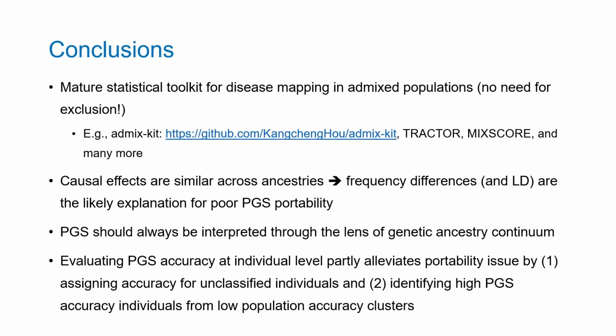Hopefully I convinced you that causal effects are similar across ancestries. So to a first approximation, we believe that differences in frequencies are really the culprit for why polygenic risk scores decay in performance across ancestries. I'm a firm believer that anytime we take any polygenic risk score towards the clinic, we should first interpret it through the lens of genetic ancestry in a continuous fashion. Looking at the individual level probably gives us a different view of how we can identify subsets of patients, subsets of individuals, for which polygenic risk scores work great and we can use them in practice.